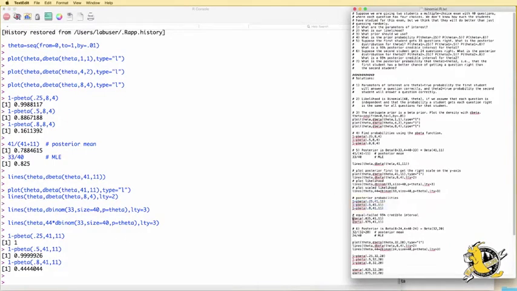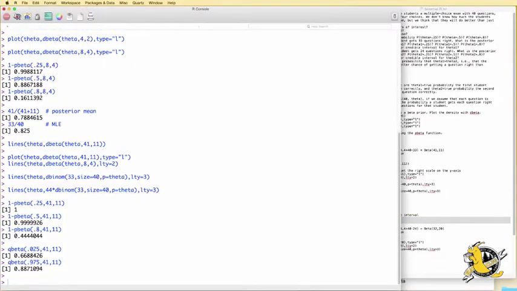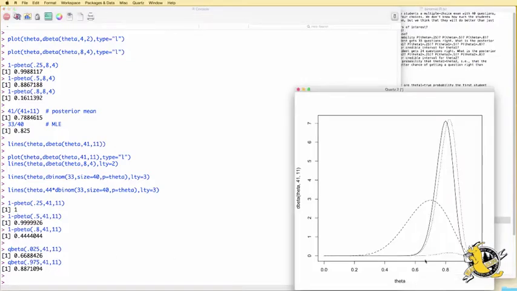What would be an equal-tailed 95% credible interval? We can use the qbeta function to get the quantiles from the beta distribution and see that there's a 95% posterior probability that theta 1 is in between 0.669 and 0.887. And that's consistent with the plot here. Most of the mass is between 0.669 and 0.887.